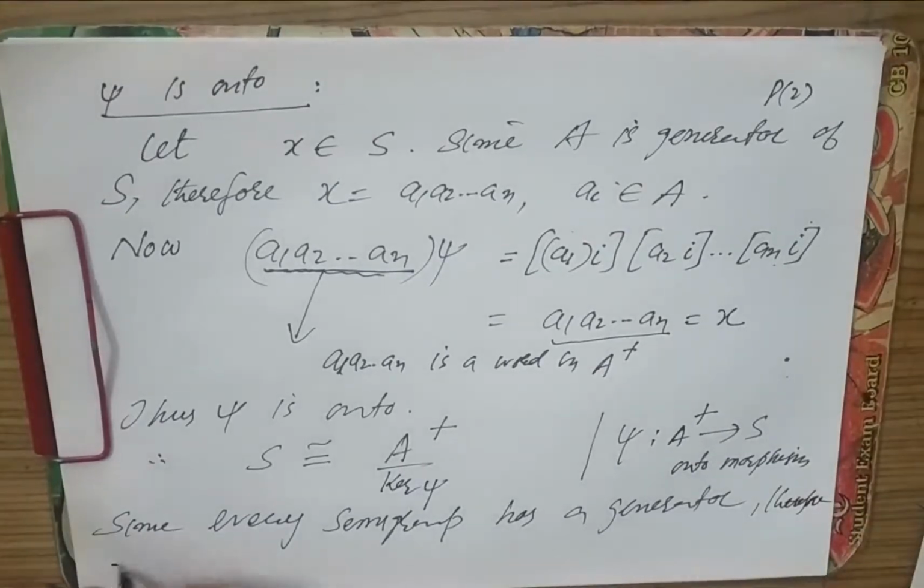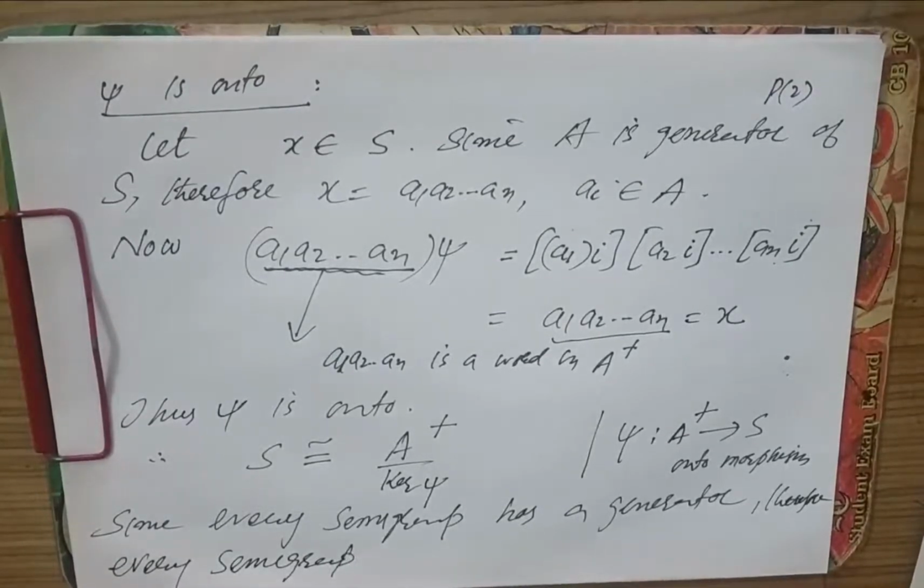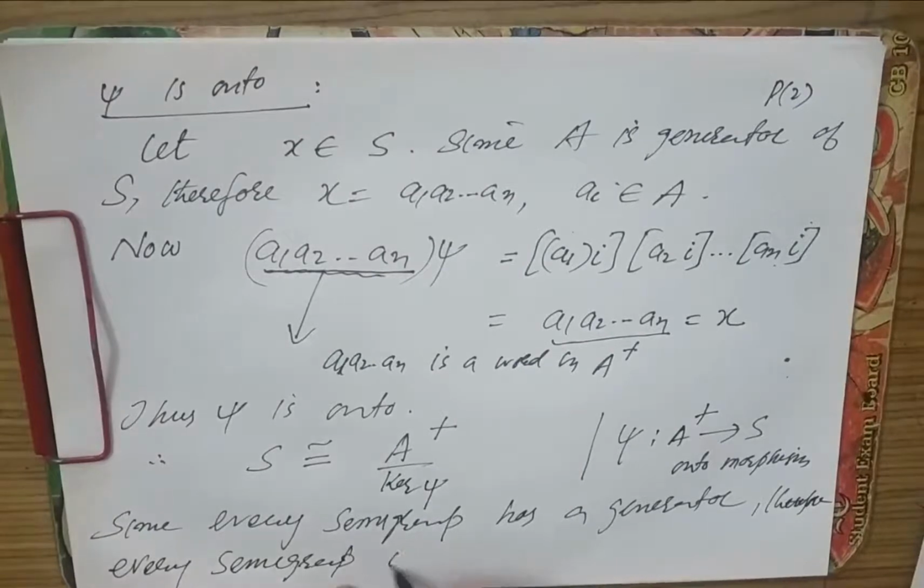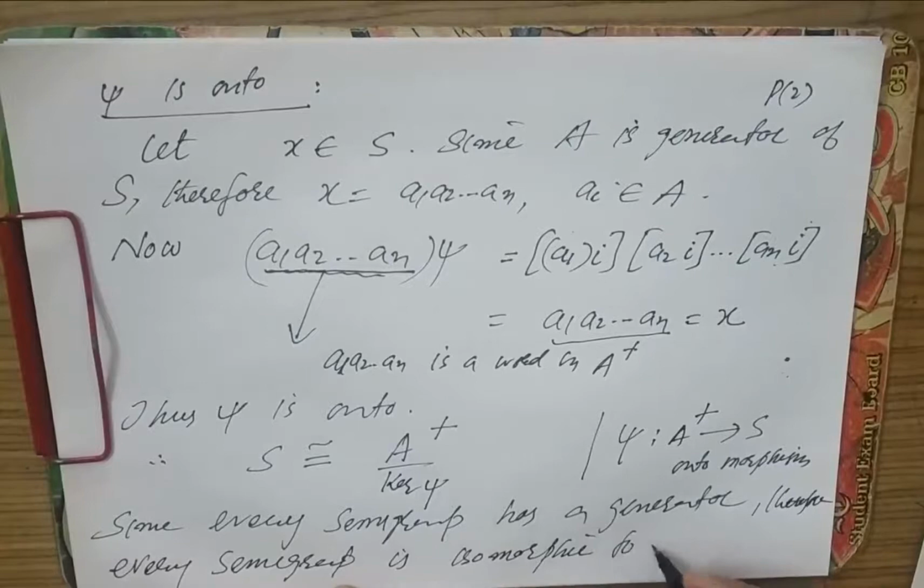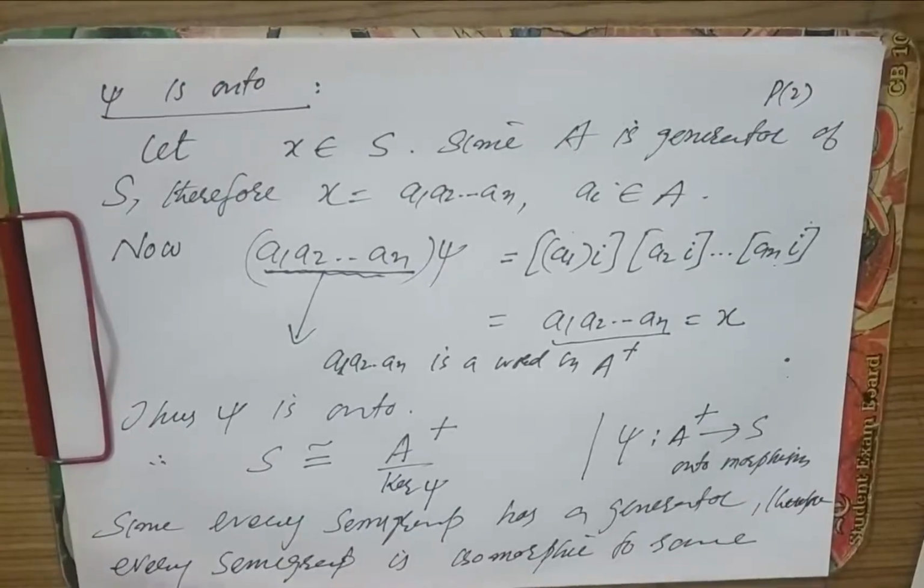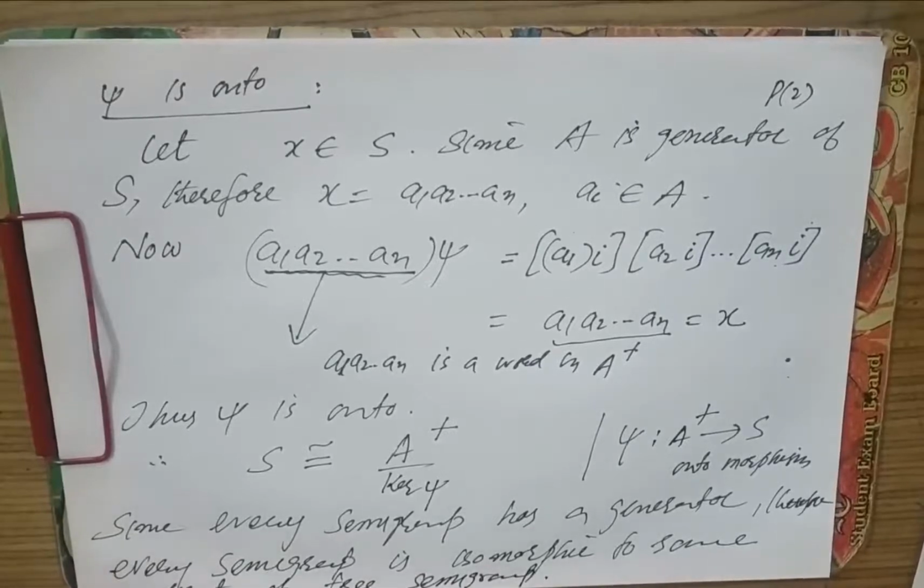Therefore every semigroup is isomorphic to some quotient of a free semigroup. Okay.